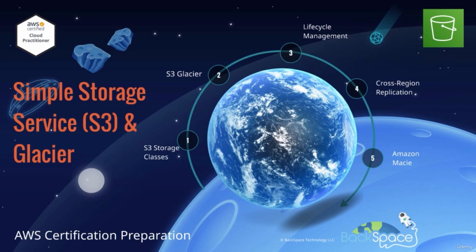We'll also talk about how we can implement a life cycle management rule that can automatically migrate old data in Amazon S3 over to long-term archiving in Amazon Glacier. We'll talk about how we can replicate our data in Amazon S3 across different regions. And finally, we'll talk about Amazon Macie and how it can monitor our S3 buckets and identify any security issues.